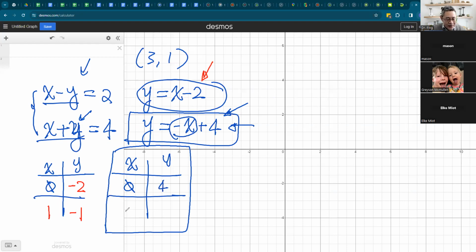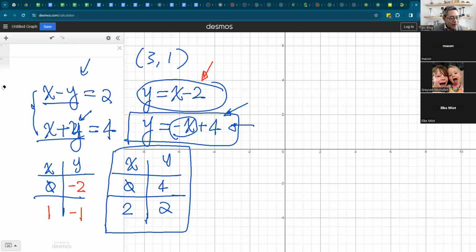Now, if x is, say, 2, what is our y? You type the answer. Very good, Grayson. Good job, Mason. And so in this case, our x is 2, so negative x is -2 plus 4. Then we got 2. So we got 2 here. So that's the first step for us to find it.